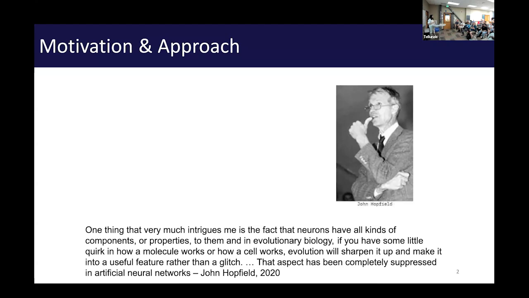And so after this, he started talking about oscillation and other types of things that are in biological systems that are missing in artificial neural networks. And he thinks from this kind of reasoning, there's probably some useful purpose to them. So I'm wondering, what are those useful purposes?